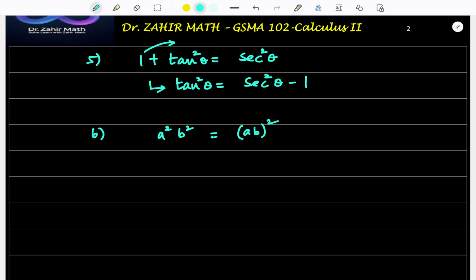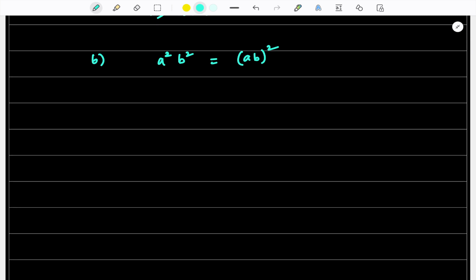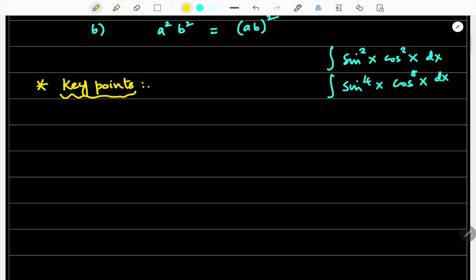Only 6 rules. But after that, some more points you also need to remember. Actually, what is this topic? This topic is integrals involving trigonometric powers. It means you are going to get a question something like sin²x cos²x, something like sin⁴x cos⁸x. So these types of situations are going to come. So what are the key points you need to remember in your mind? Just remember these; they will help you once we start the problems. You can also call these shortcut points.